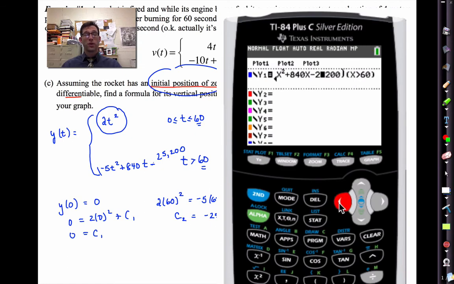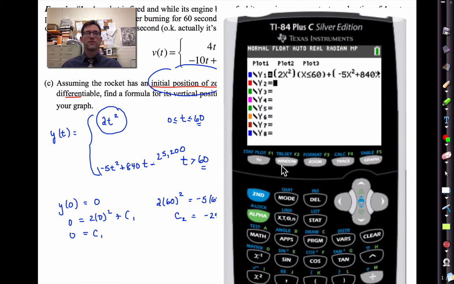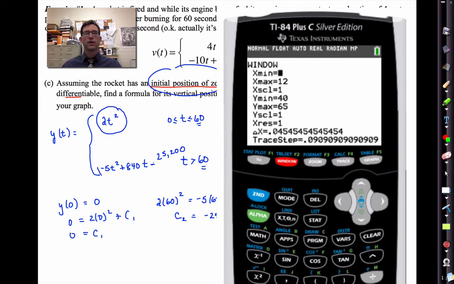And now I'm ready to graph. I have to get a good window, so let's go into my window. Obviously I have to have my x window go beyond 60. How far beyond 60? I'm not exactly sure. Maybe we'll need to play around with that. But I'll go 0 to, let's say, 120. Who knows? You never know.